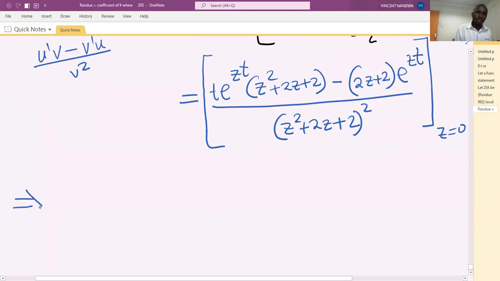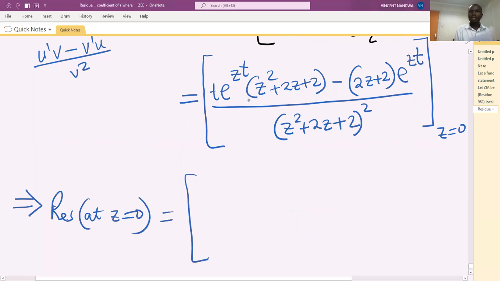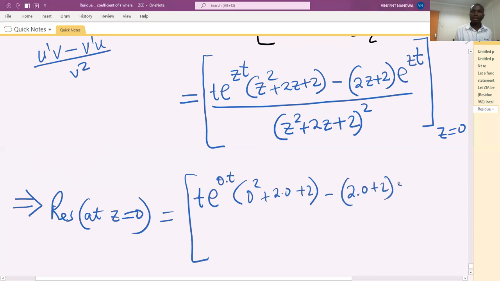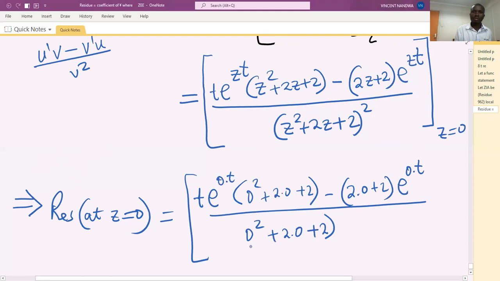So this means residue at z equals to 0 will be, now where there is z we put 0, so we'll have t e raised power 0 times 0 squared plus 2 times 0 plus 2, minus 2 times 0 plus 2 e raised power 0 times t, over 0 squared plus 2 times 0 plus 2, squared.